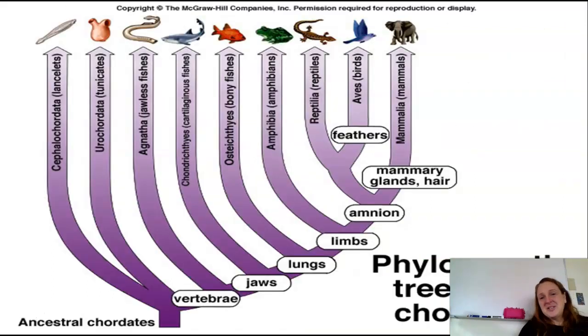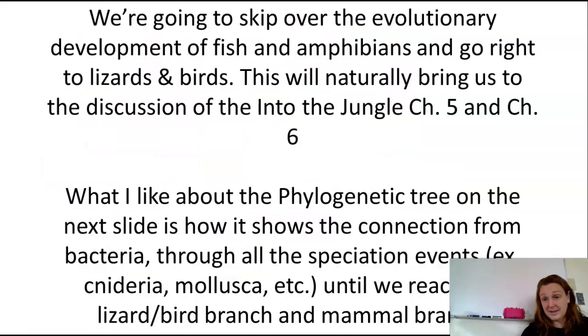So when we look to our mammals, we see that there is this continual building of what has come before. That's why we pay attention to those derived characteristics, because those derived characteristics end up showing up in us. So, the reason why we skip over the evolution of fish and amphibians and we go right into lizards and birds is because of our Into the Jungle chapters.